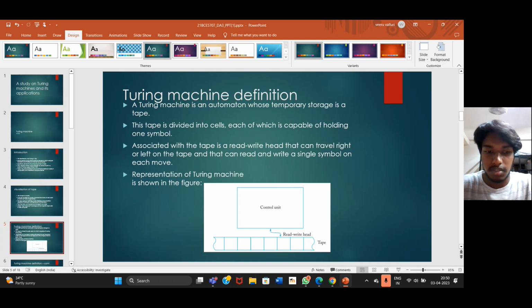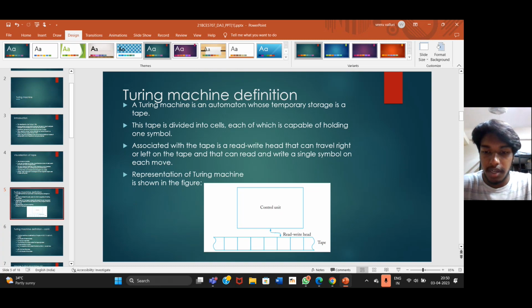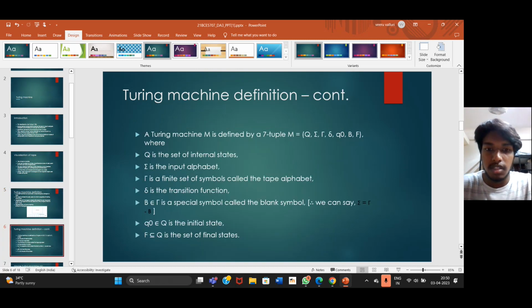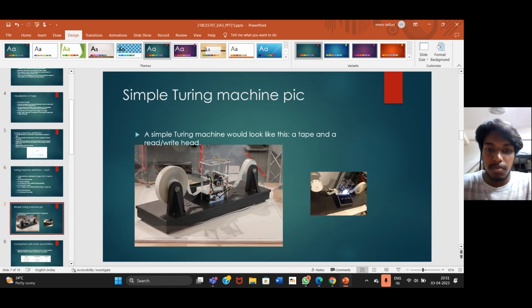This is the representation of a Turing machine. Here we can see the control unit, read-write head and tape. A Turing machine M is defined by a 7-tuple M. The 7-tuple contains Q, sigma, the tape alphabet, the transition function and the blank symbol. Here Q is the set of internal states, sigma is the input alphabet, the tape alphabet is a finite set of symbols, delta is the transition function and B is the blank symbol. Q naught is the initial state and F is the set of final states. A simple Turing machine would look like this, a tape and a read-write head.